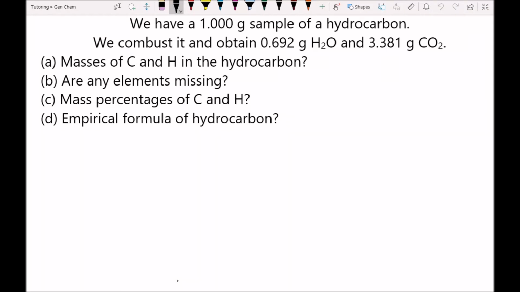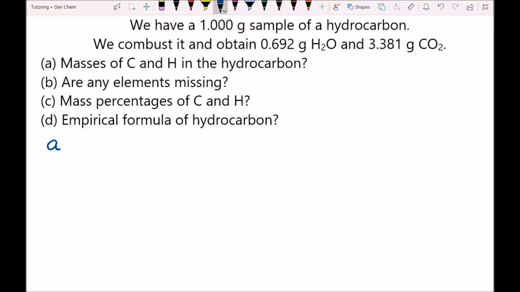In this problem, we're going to go over a combustion reaction. So we're told that we have a 1 gram sample of a hydrocarbon. We combust it and obtain 0.692 grams of water and 3.381 grams of carbon dioxide. Part A, we want to determine the masses of carbon and hydrogen in the initial hydrocarbon.